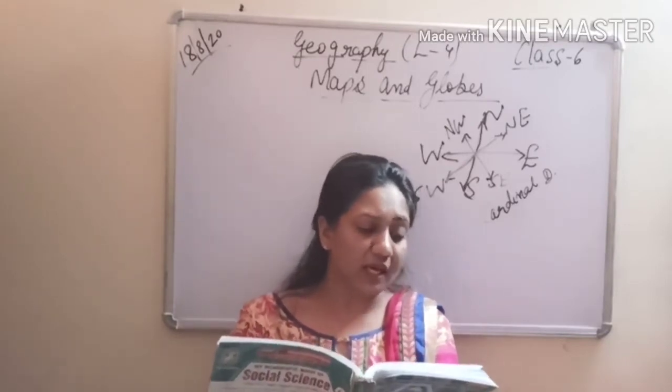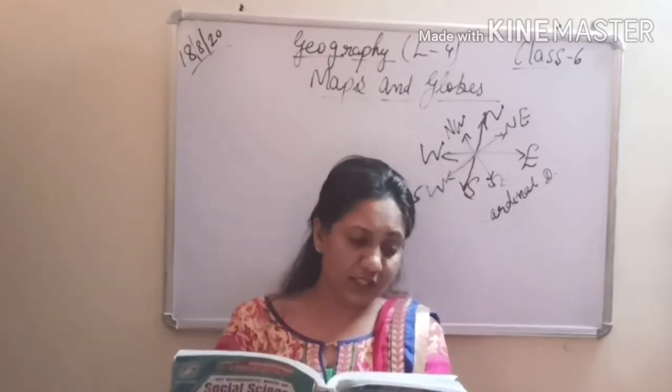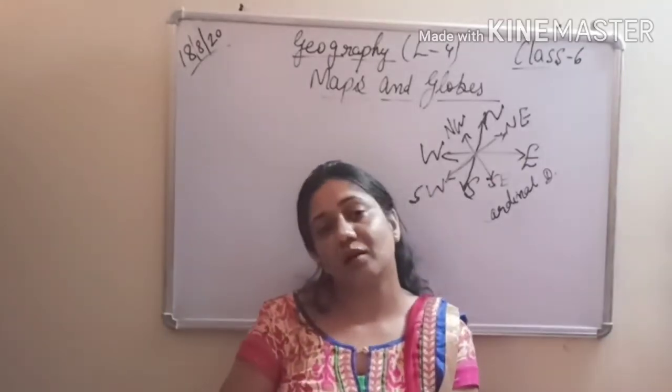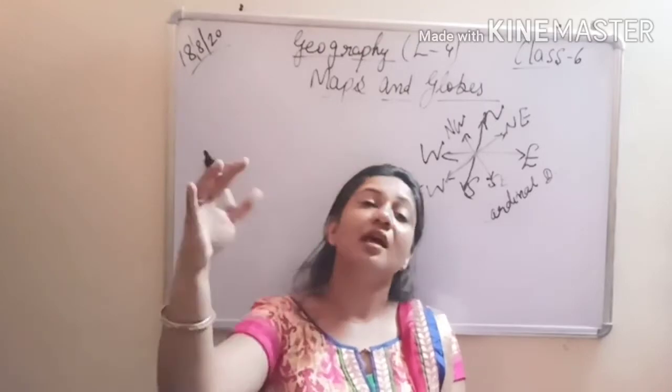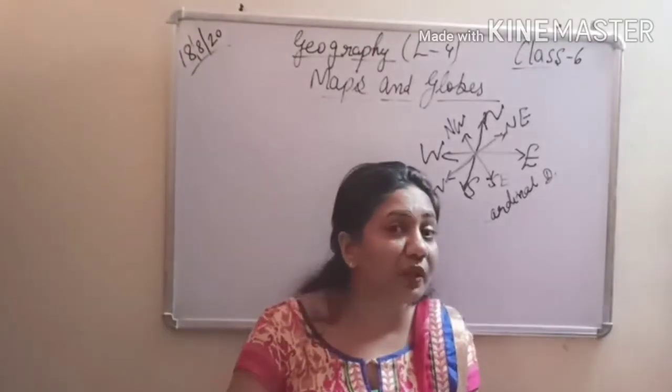When we face the sun in the morning, we face the east while the west is towards the back. So when we know that the sun rises in the east, if we are facing towards the sun, then that means we are facing towards which side?